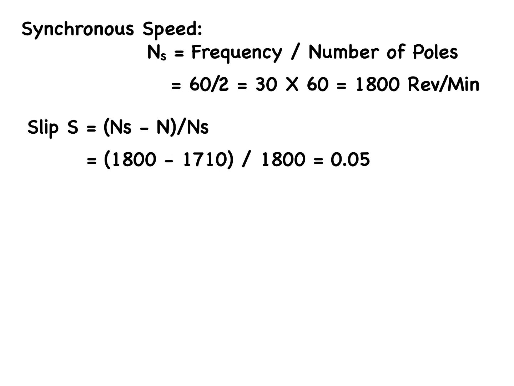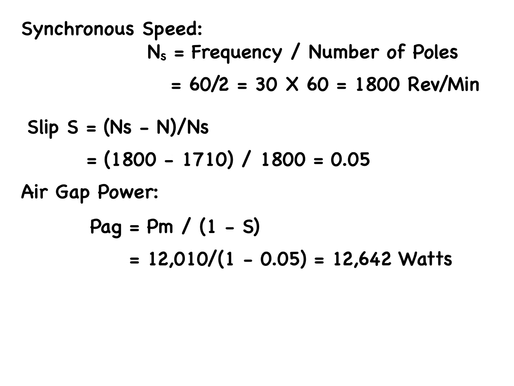Air gap power, PAG, is defined by the mechanical power at full load, PM, divided by the quantity 1 minus the slip at that power. Again, plugging in our actual quantities, we get 12,010 divided by the quantity 1 minus 0.05, and that equals 12,642.